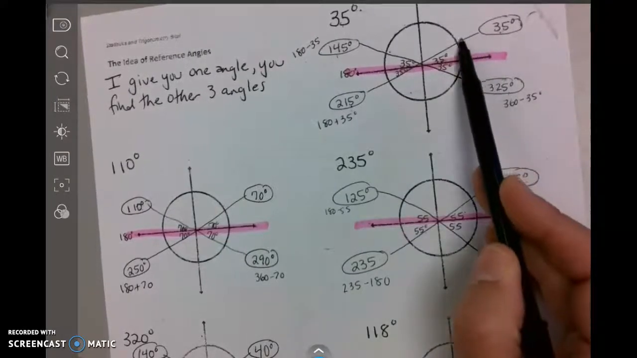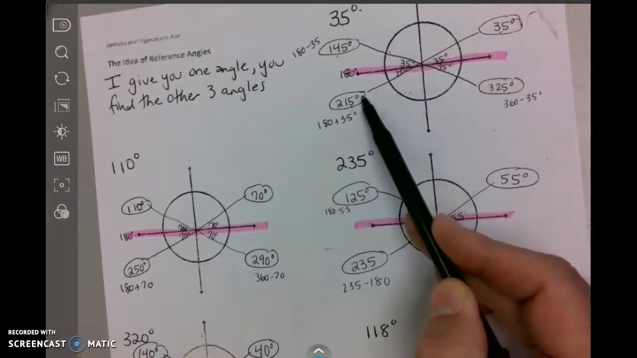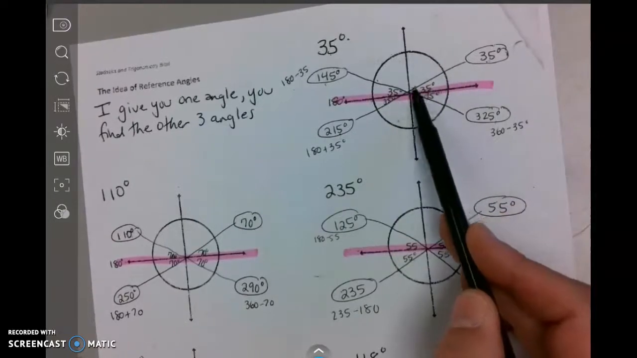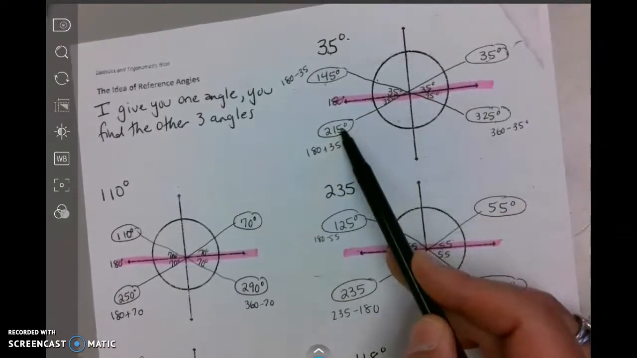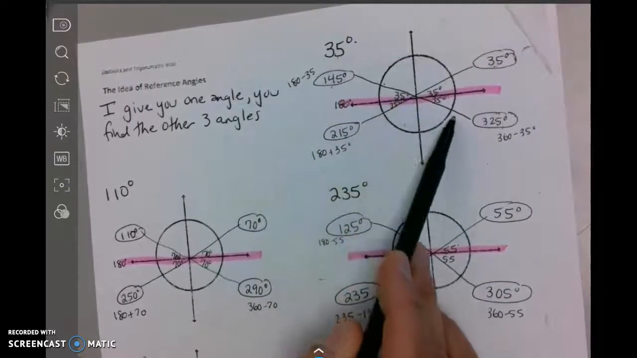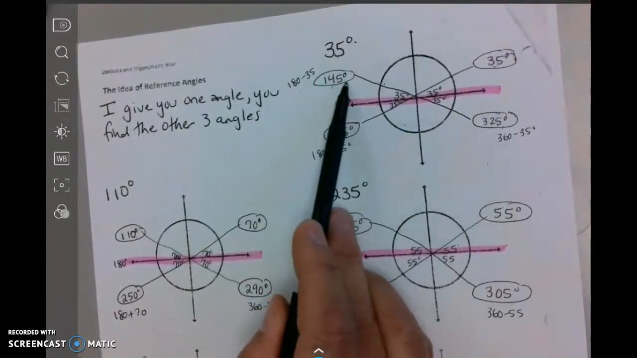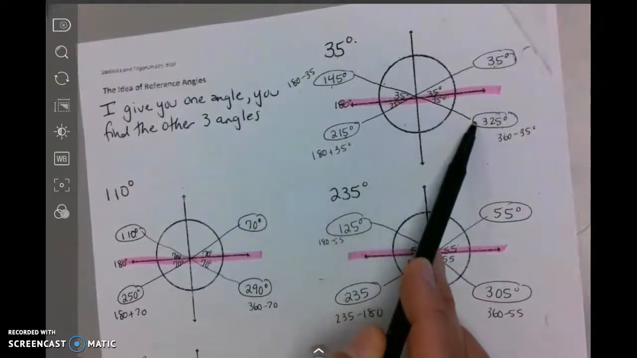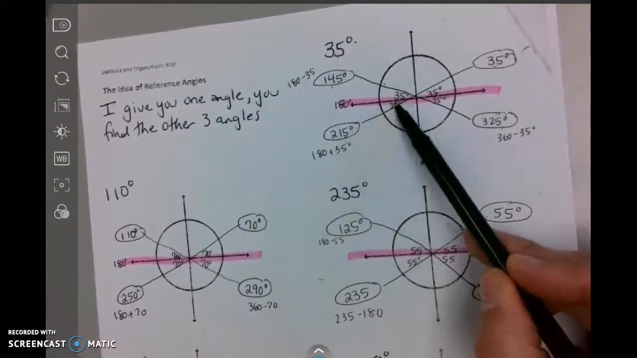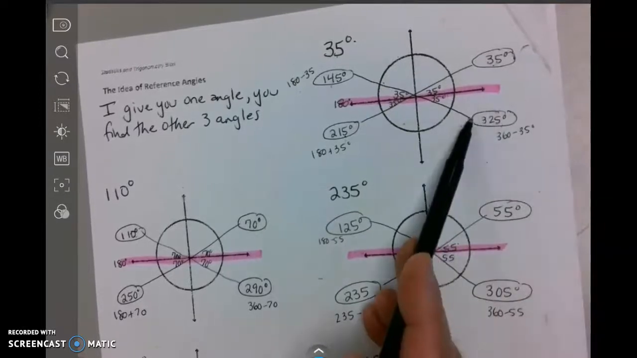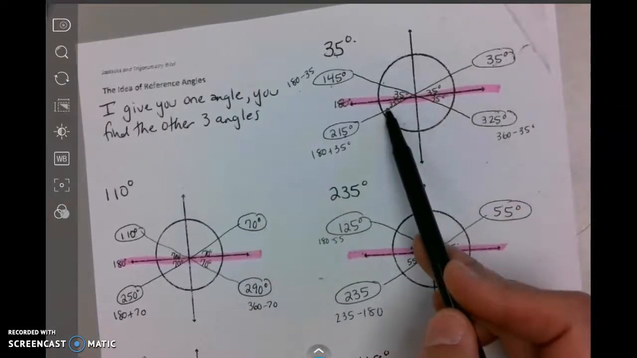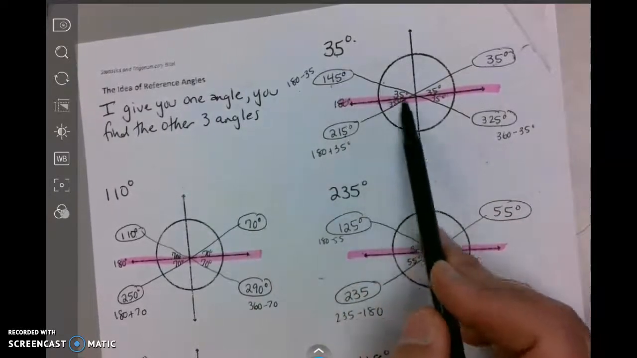The other thing I want you to notice is that when we go along a straight line, which you should have learned in geometry is 180 degrees, 35, go across the straight line, add 180, you get 215. 145, add 180, it's a straight line, you get 325. If you go the opposite direction, you subtract 180, you get to 35. You subtract 180, you get to 145. So the fact that this is a straight line in 180 degrees is really helpful.